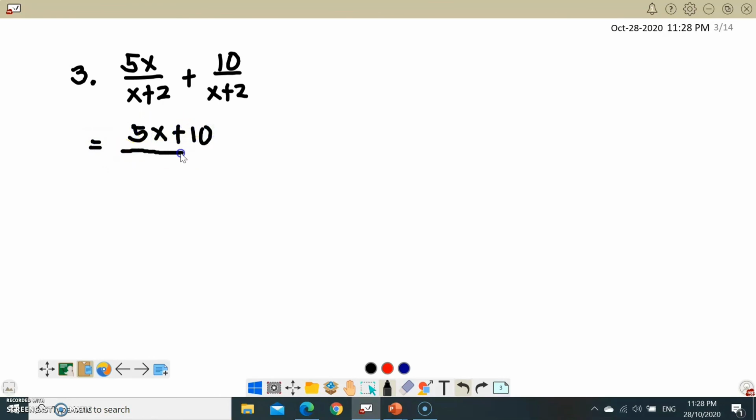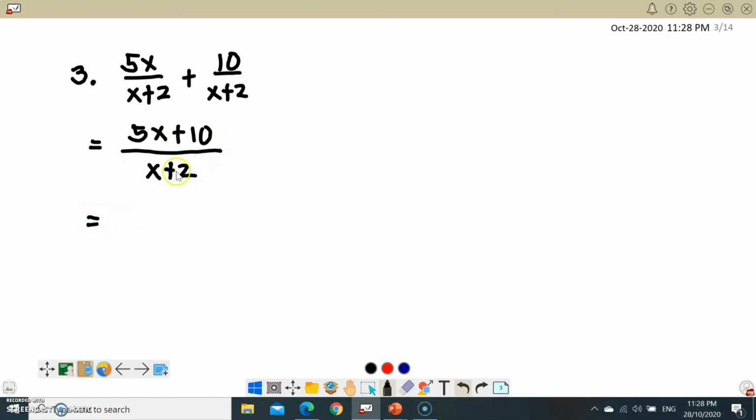Let's try another. Let's have example number 3. We have 5x over x plus 2 plus 10 over x plus 2. So we add the numerators. 5x plus 10 over, copy the common denominator, x plus 2.